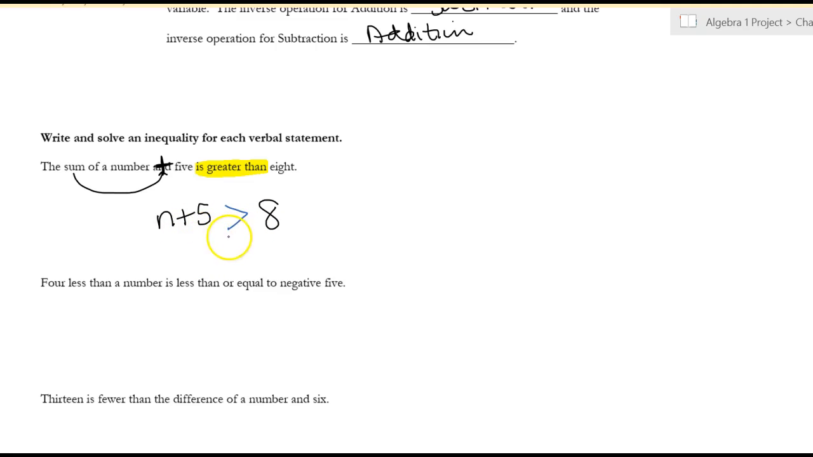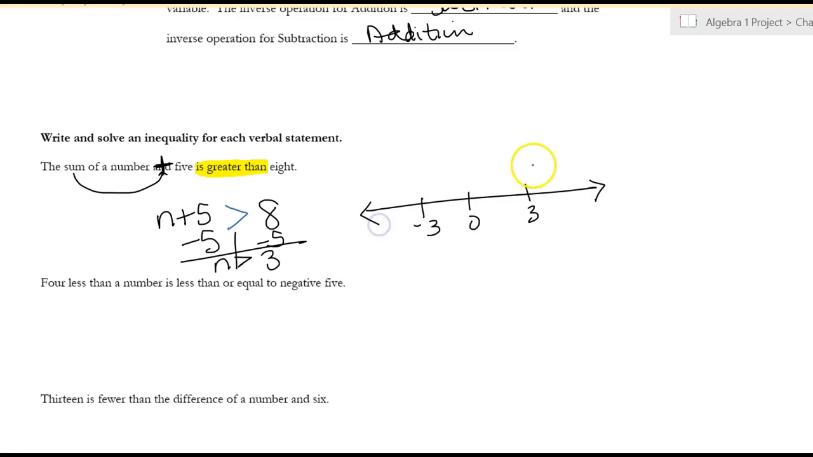Now that I have it written, I need to solve it. To get rid of a plus 5, I'm going to minus 5, and so I get n is greater than 3. Now I'm going to graph it. So here's my 3, open circle, going to the right. And remember, you have to draw your arrow dark enough so we can see it.